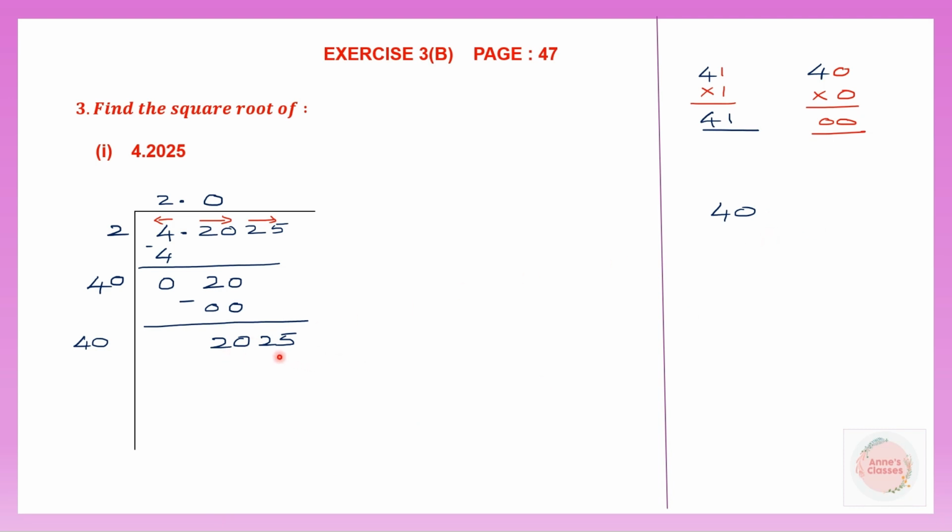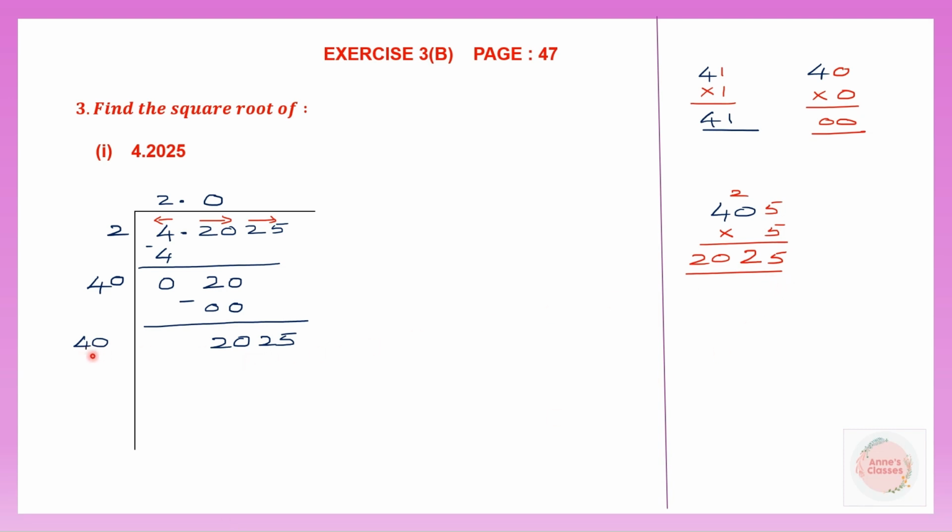Now, look at the last digit here. It's 5. That means we can use 5 here. So, next to 40, let me put 5. So, it's now become 405. Multiply it with 5 itself. 5 5s are 25. Carry 2. 5 zeros are 0, bring down 2, 5 fours are 20. So here we have 2025. Here also we have that.